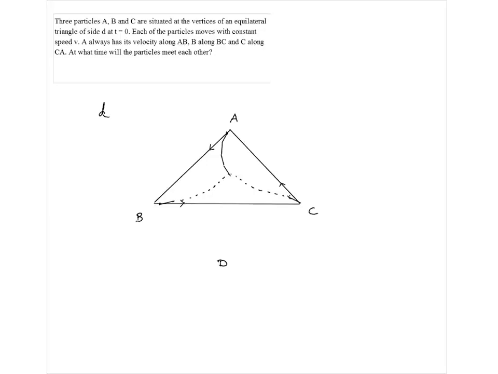Time is distance upon speed, relative speed. We are doing it with respect to B. Now, what is the magnitude of relative velocity? Velocity of A with respect to B. What is the magnitude of that? What we want is D upon the magnitude of the relative velocity of A with respect to B. That should be easy, isn't it?